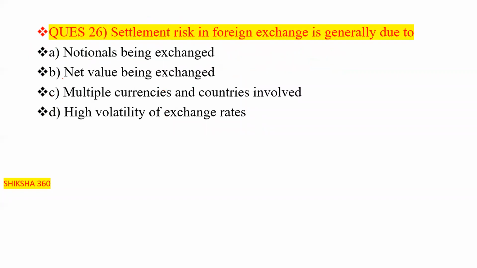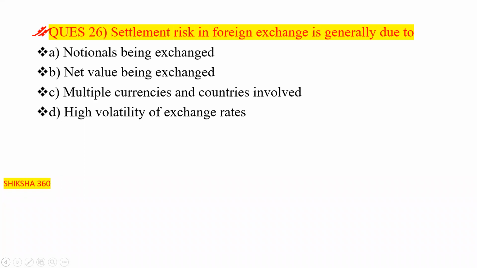Now move to the next question, question number 26. Settlement risk in foreign exchange is generally due to: option A, notionals being exchanged; option B, net value being exchanged; option C, multiple currencies and countries are involved; option D, high volatility of exchange rate.